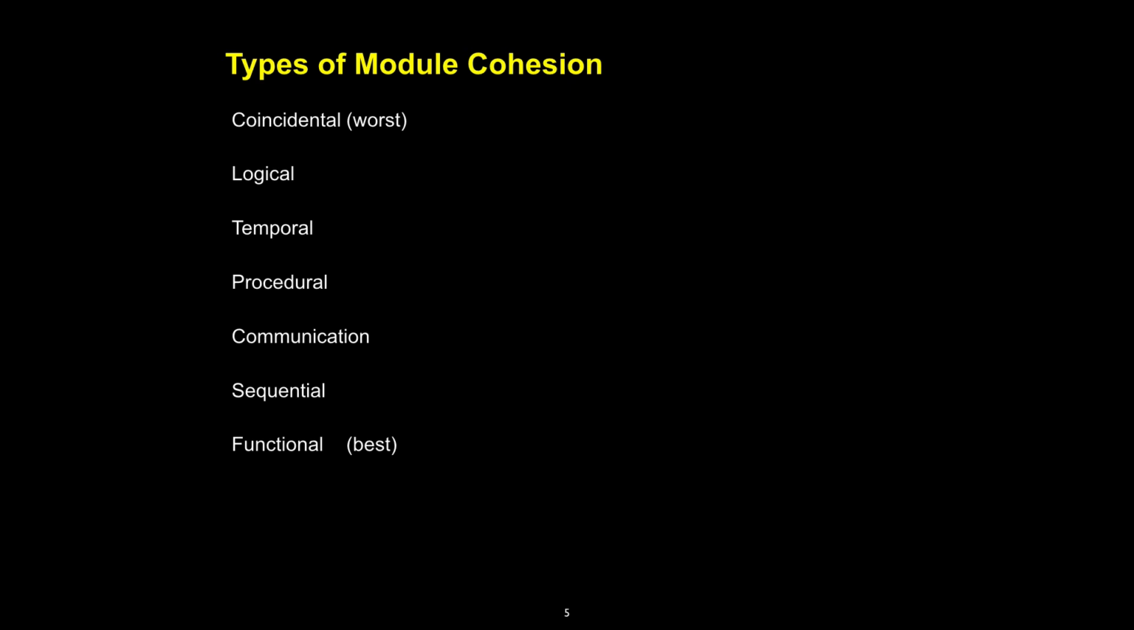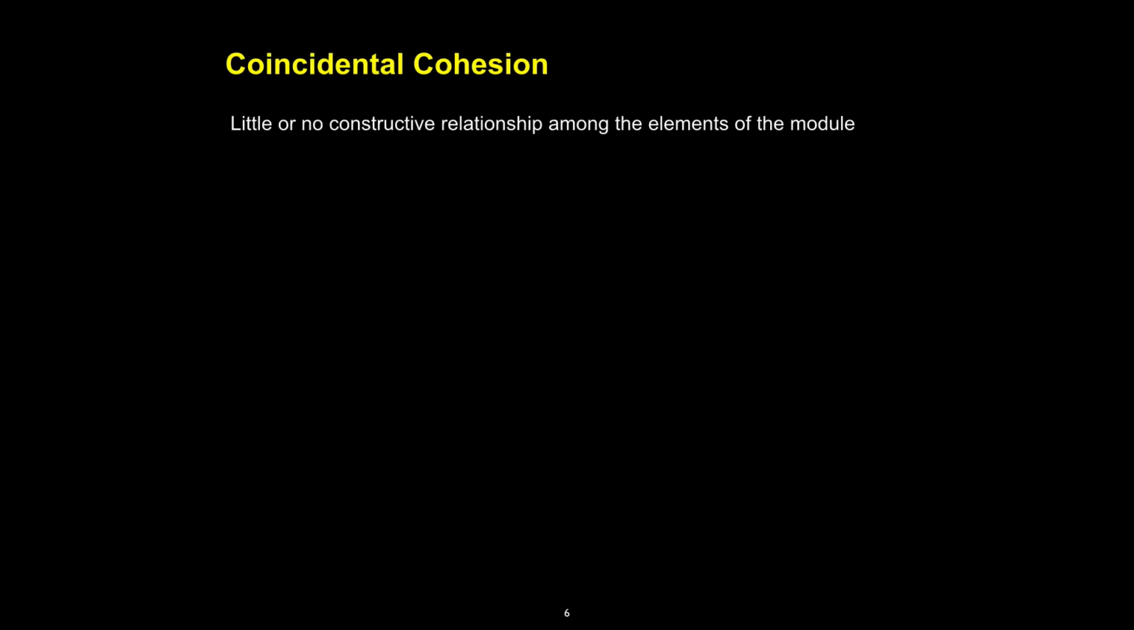So he comes up with a slightly longer list of different types of cohesion, this time going from worst to best. Coincidental. There's no relationship. It's sort of random.